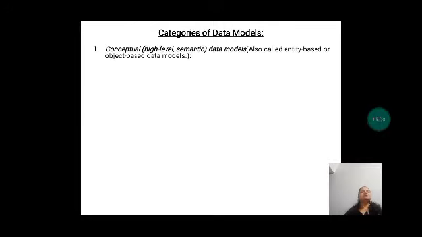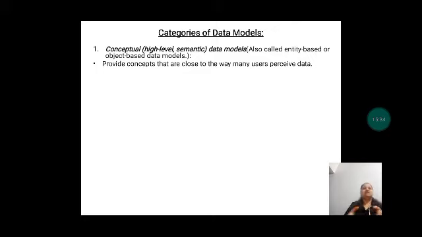Now what are these? What is the conceptual data model? The conceptual data model is also called the high level data model, or the semantic data model, or sometimes the entity based or object based data model as well. These conceptual models provide the concepts which are close to the way that many users perceive the data. Conceptual data models use concepts such as entities, attributes, and relationships.